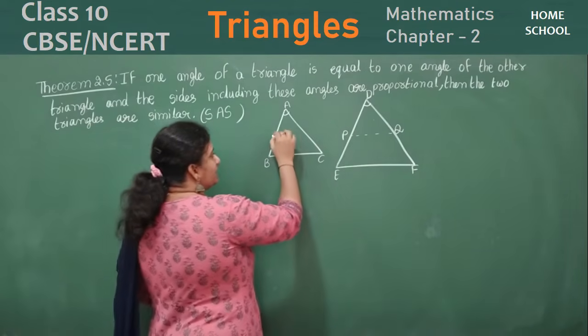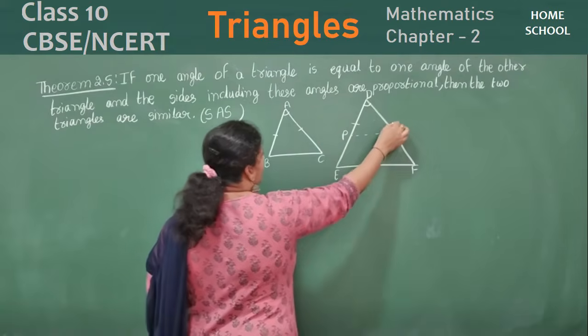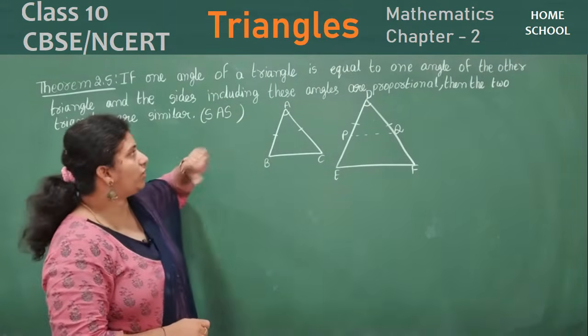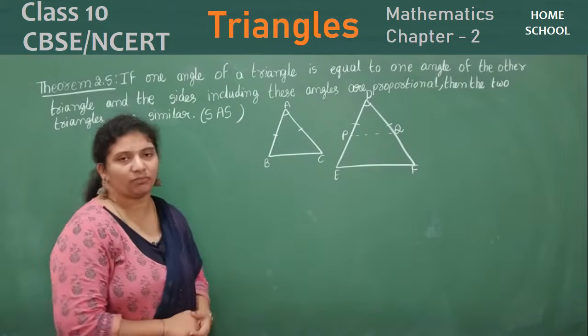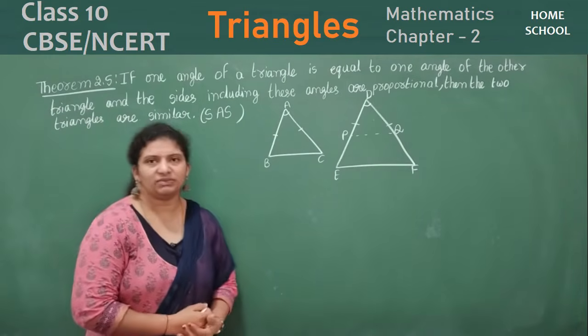Then what are the sides? AB, then DE, AC, DF. What is this? These are the two sides. Okay. These including these angles are proportional. Then the two triangles are similar.